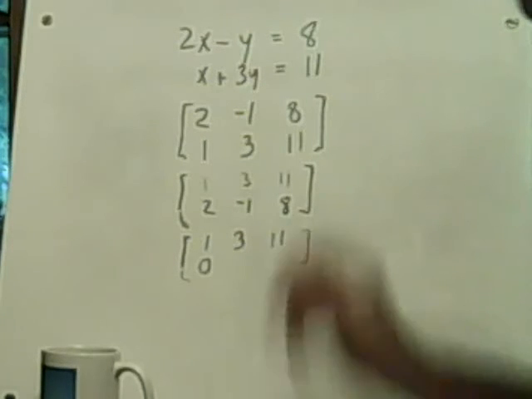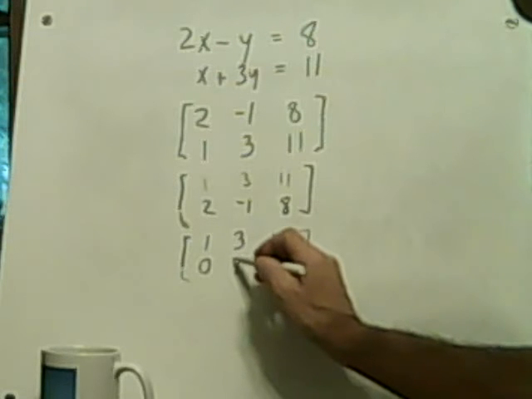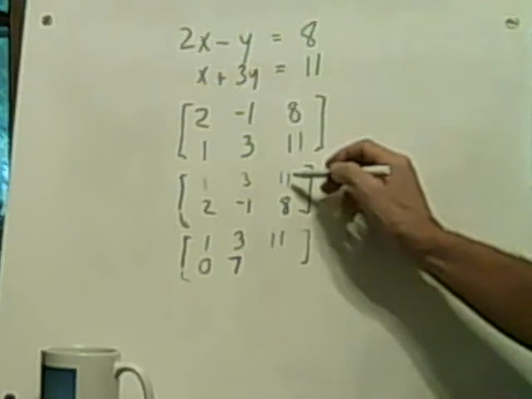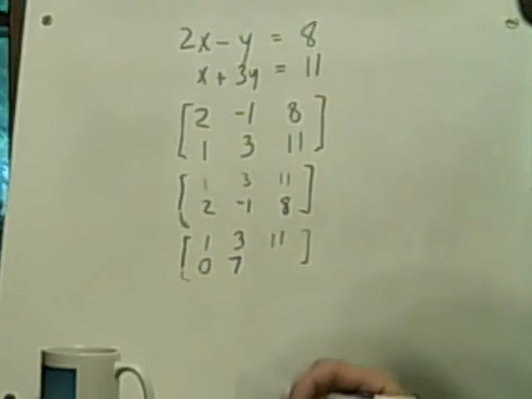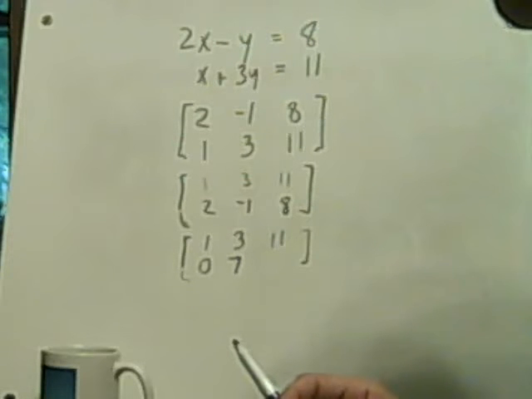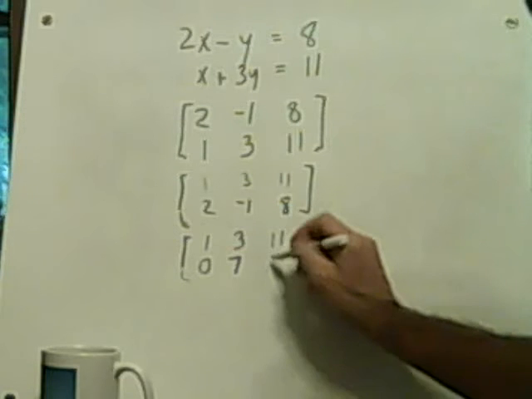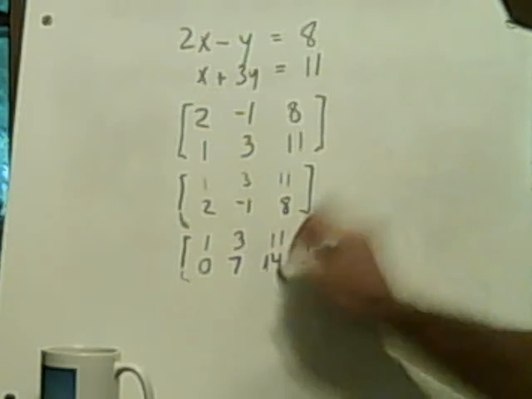Okay, that's going to make 7. 6 minus a negative 1. And this is going to be 22 minus 8. 22 minus 8, that looks like 14. Okay.